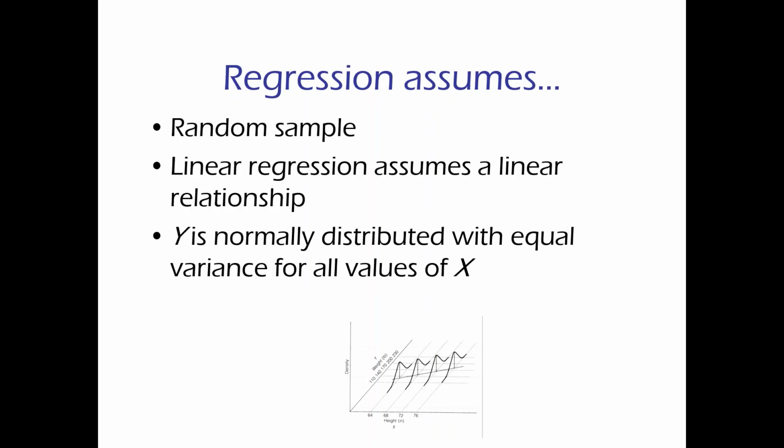Here are the assumptions of the regression. Again, it must be a random sample. Second, it assumes a linear relationship between the two variables. Third, y should follow a normal distribution, and it must show equal variances for all values of x. I'm not going to get into too much detail here.